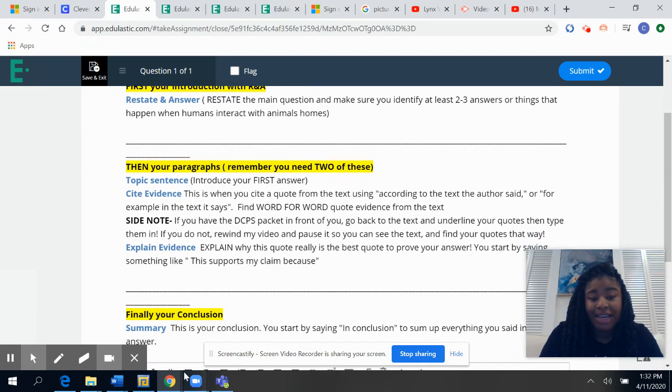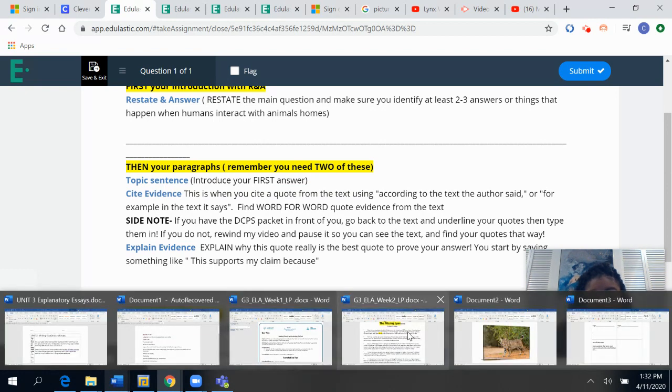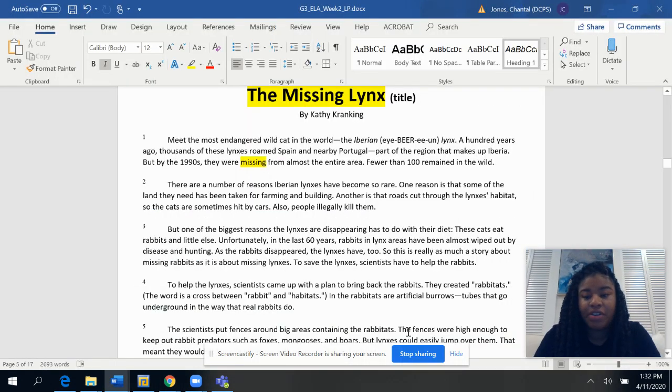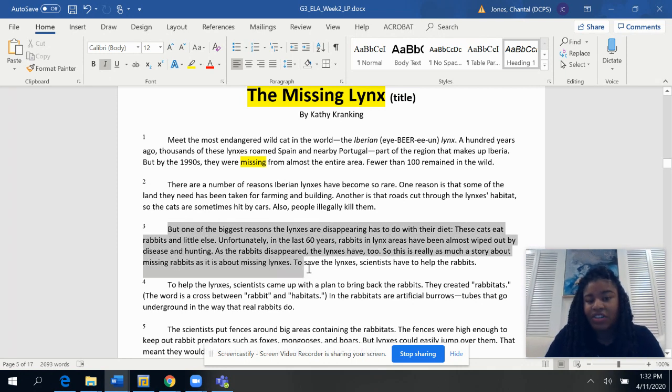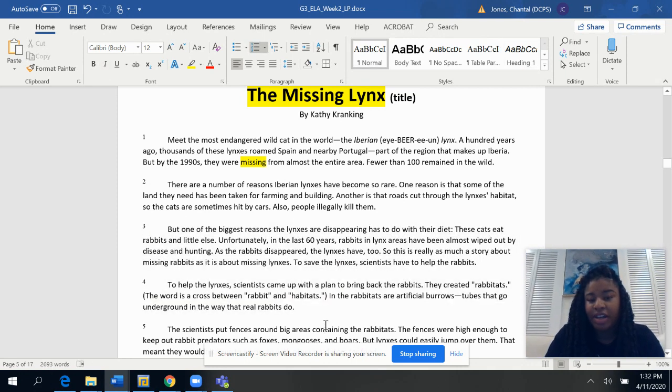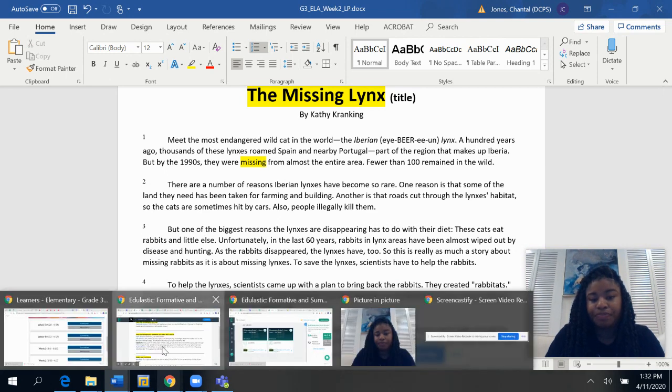Find a quote back in the text. Go back to the text. You have to go back to the text. These are not paraphrase quotes. These are not quotes that you come up with in your own head that you remember the text saying, right? I'm sure you guys know how to do that. But I want to see, can you guys go back to the text and find a quote that actually answers that question and write it down word for word?